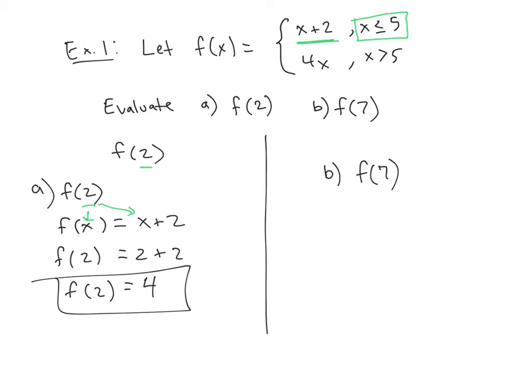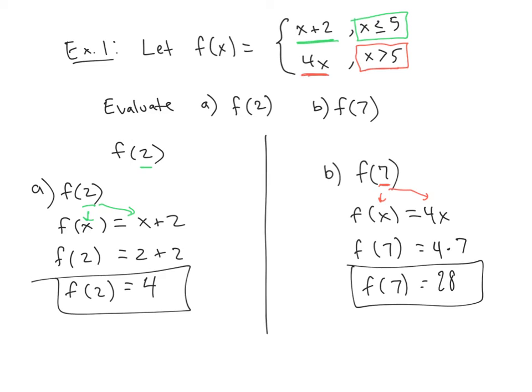the difference here is now for 7, I'm dealing with the other piece, right? Because now 7 is greater than 5, so I'm going to be using the piece 4x, right? So I know I'm going to be using the piece f of x equals 4x when x is 7. So go ahead and plug in 7 as my input for x. Solve it out and enter your answer when you're ready.